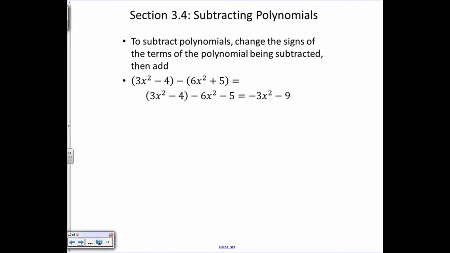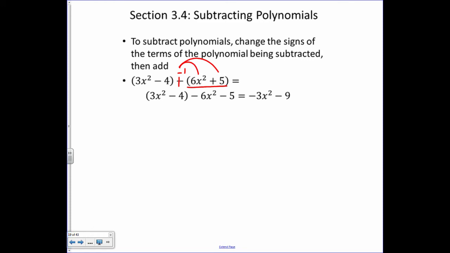To subtract polynomials, you're going to change the signs of the terms of the polynomial being subtracted, and then you're just going to add. And so you can see this here in the example. But another way to think about it is you're subtracting this whole second term. So it's the same thing as plus negative 1 times that whole second term. And that negative 1 will distribute.